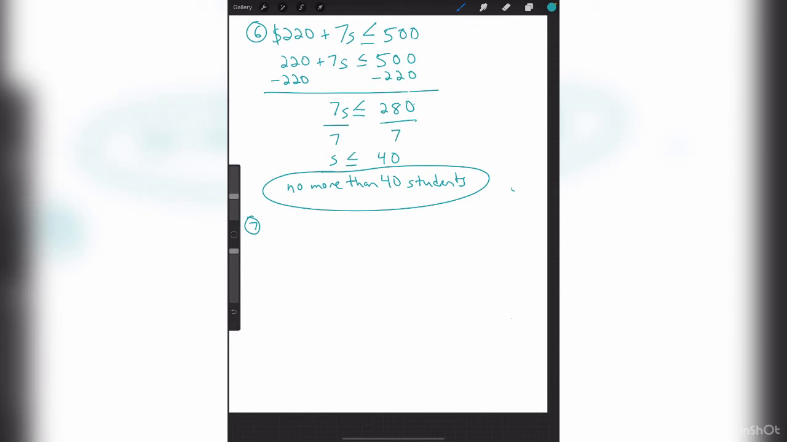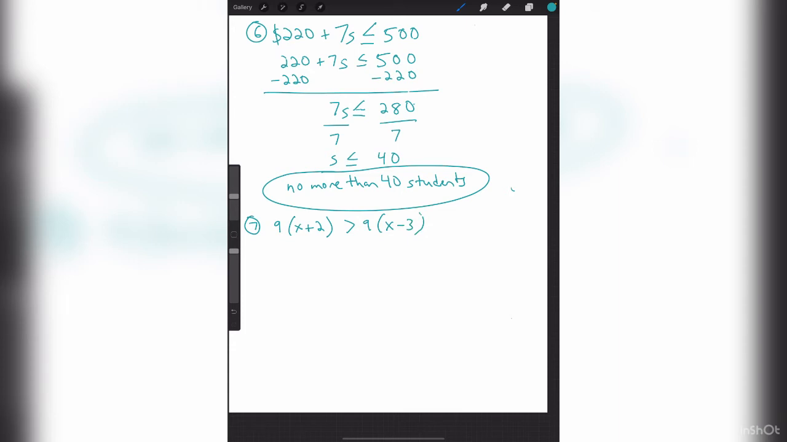Number 7, is the inequality always or never true? These problems, always true or never true, are really just asking, is this inequality true or false? That's what it's asking. So check this out. I have 9 times the quantity of x plus 2 is greater than 9 times the quantity of x minus 3. So look at this problem.